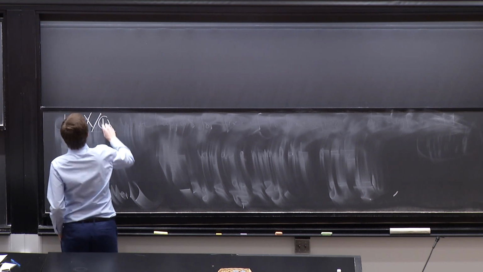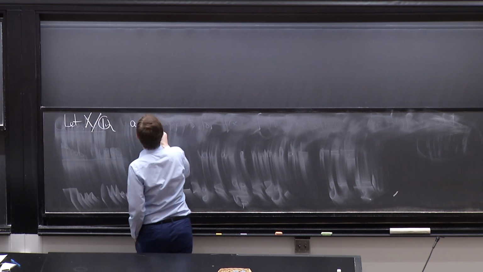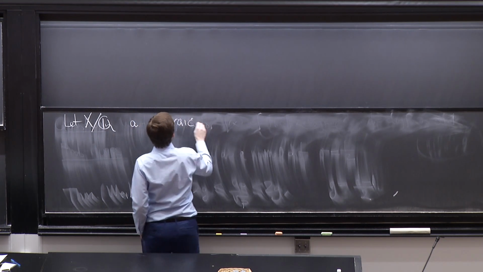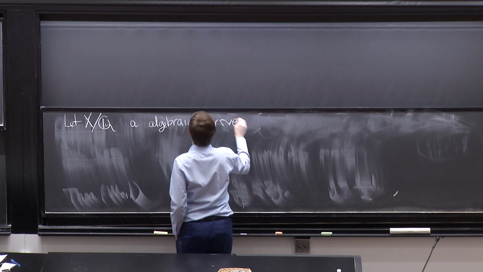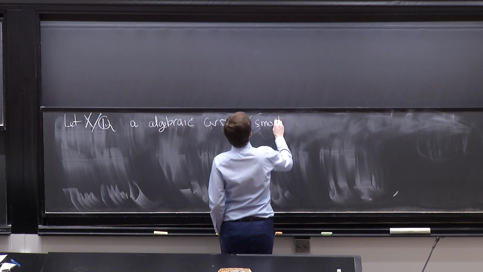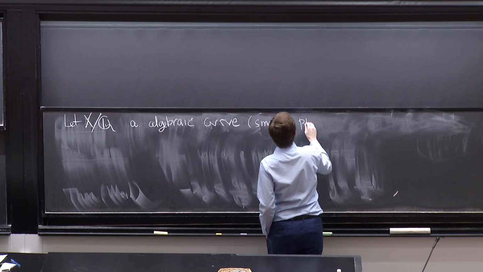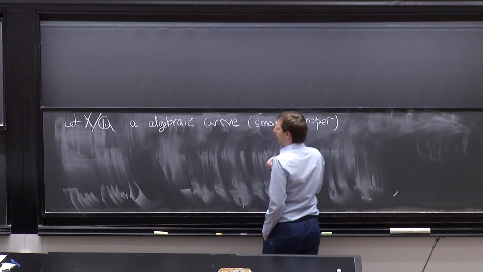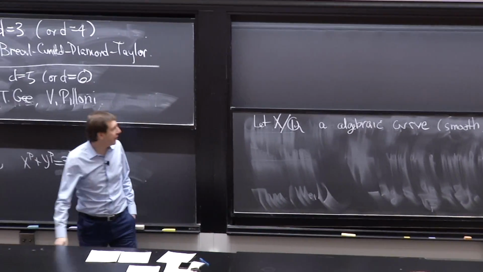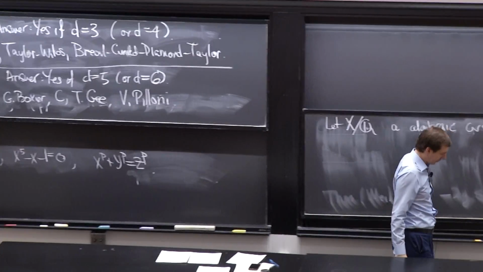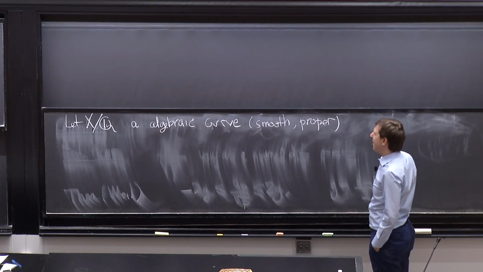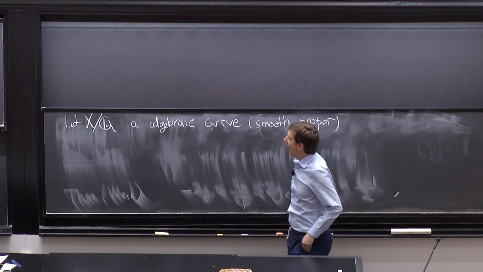Say I have X over Q. Well, let me just say an algebraic curve. And maybe let me even add, I can always reduce in this case, smooth and proper. But you should just think, suppose I give you a single polynomial equation in 3 variables that's homogeneous, or maybe 2 variables that's not homogeneous, and then I look at the solutions to that polynomial equation.